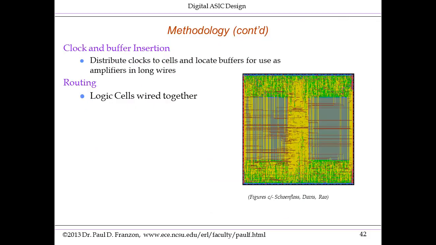After placement, but before routing, we do clock and buffer insertion. This is usually done by a dedicated tool and dedicated designers, or at least semi-dedicated designers. In the next set of notes, we'll talk about clock distribution, but this requires insertion of a lot of buffers and a lot of wires in order to distribute a clock across the chip, and that is a CAD tool that we won't be seeing. After that, we do the routing, which wires all the logic cells together.